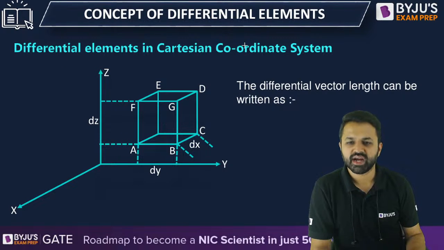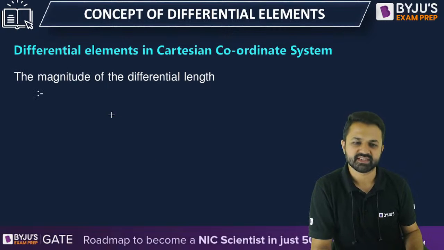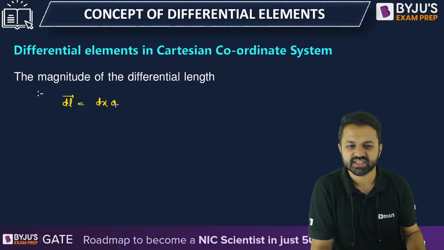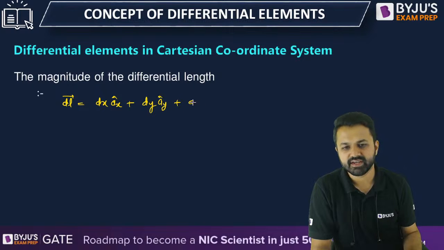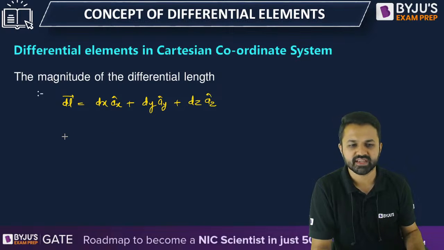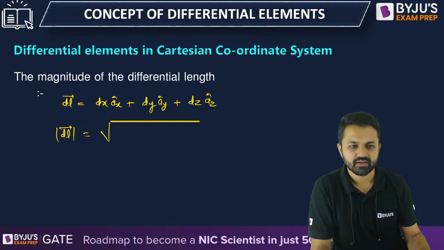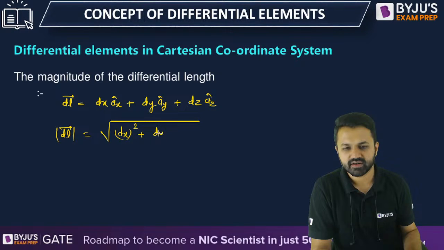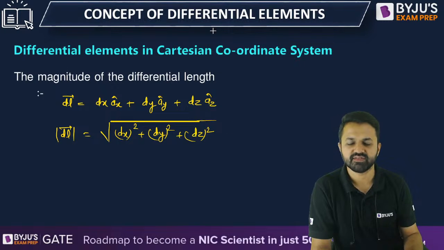Now, if you want to write the differential length, I have already written. Okay. Now let's write the differential surface. First, the magnitude of the differential length. So how do you calculate the magnitude? Suppose this is the differential length dx ax, dy ay, and dz az. Then how will you write the magnitude? The magnitude of the differential length is nothing but the square root of dx whole square plus dy whole square plus dz whole square.